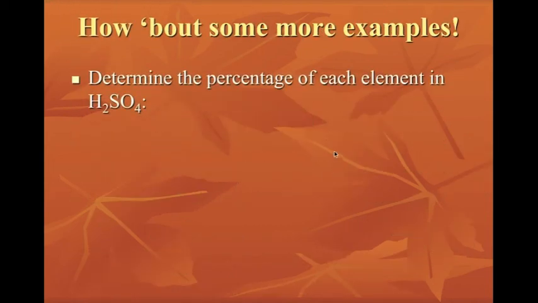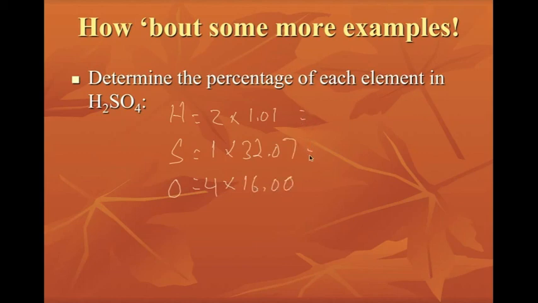Here it says determine the percentage of each element in H2SO4, which we know H2SO4 is sulfuric acid. So we have hydrogen and sulfur and oxygen in this formula. We have 2 hydrogens, 1 sulfur, 4 oxygens. We multiply those by their atomic masses on the periodic table. And we go ahead and multiply them out. We'll have 2.02, 32.07, and 64.00. And go ahead and add those up, and we should get 98.09.